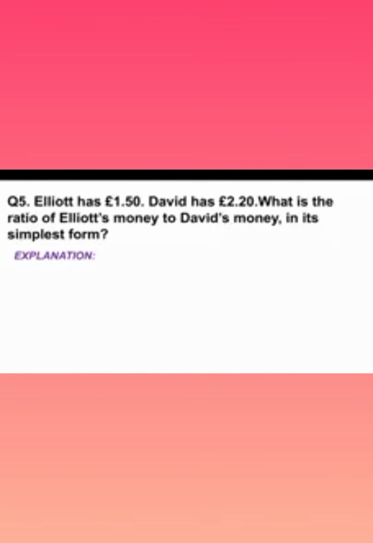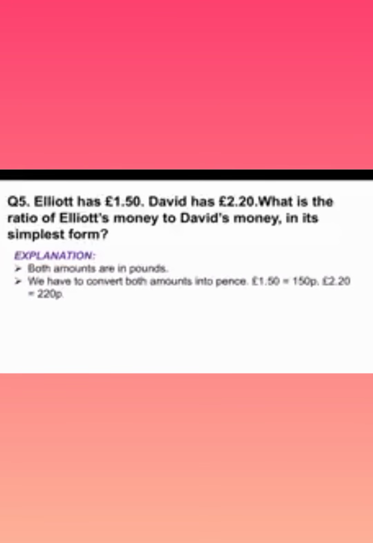Question number 5. Elliot has £1.50 and David has £2.20. What is the ratio of Elliot's money to David's money in its simplest form? Okay, so what we have to do here is, because both amounts are in pounds, we want to convert both amounts into pence.